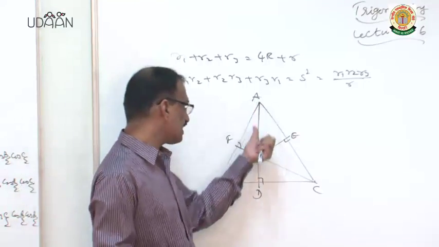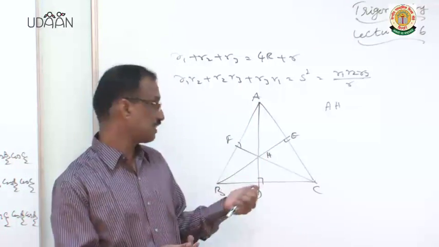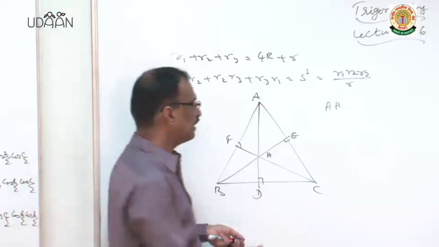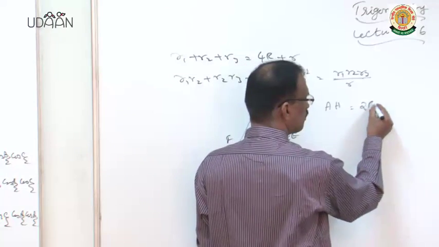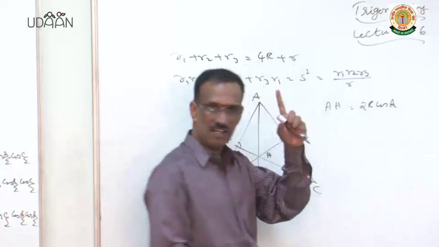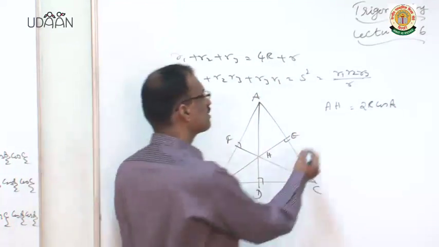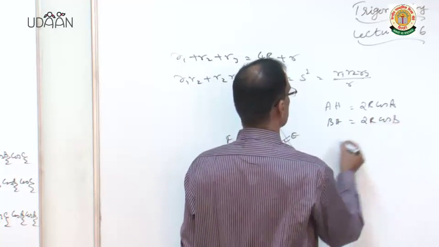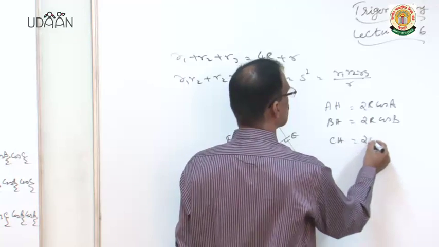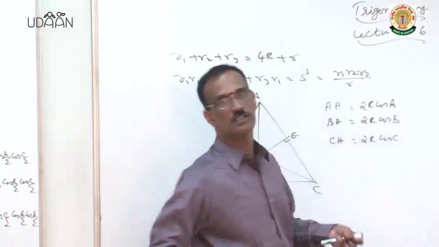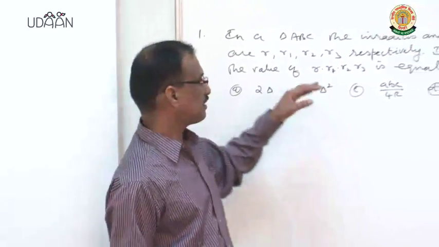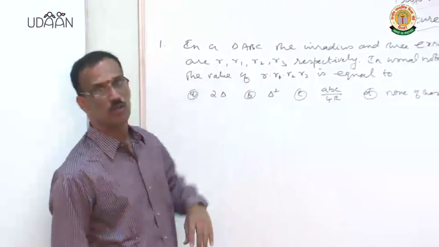Now from this, what is the length of AH? The distance between the vertex and the orthocenter? That AH is equal to 2R cos A, where R is the circumradius. Similarly, BH is equal to 2R cos B and CH is equal to 2R cos C. Now, let us see question 1. What it says, you can read in your books also.